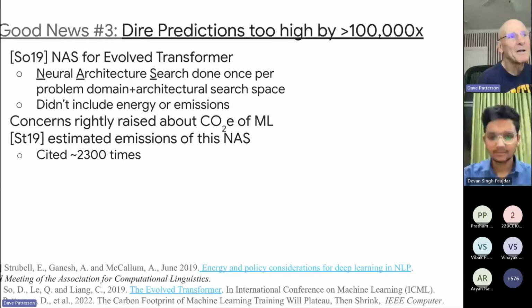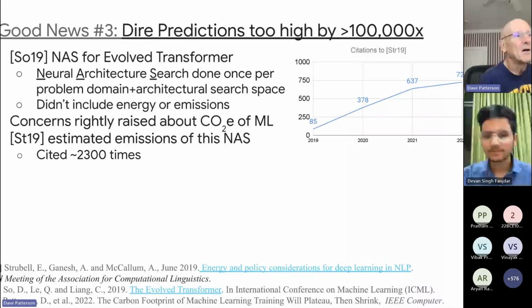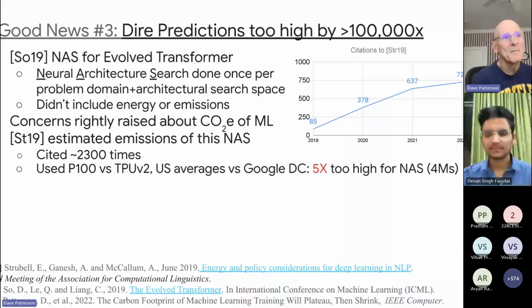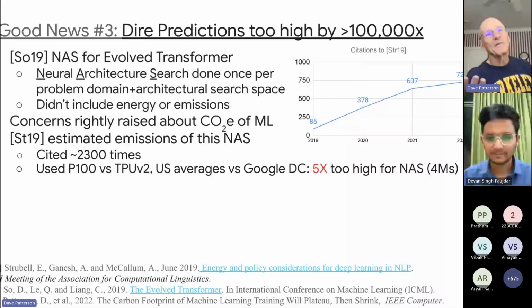And it's a very popular paper, just a couple of years old and cited almost 2,500 times. You can see its growth over time here. Now, they didn't have access to Google's 4Ms, so they just estimated based on averages. They used the P100 GPU and US averages instead of the Google data center PUE or energy cleanliness. Because they used US averages, it was a factor of 5 too high.